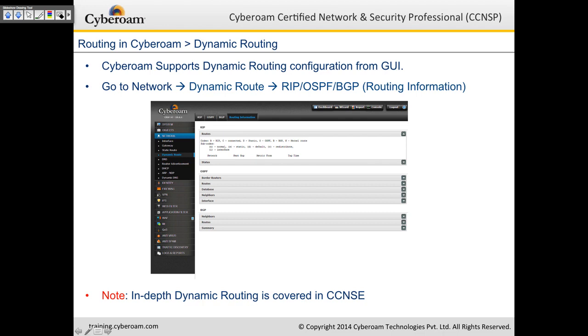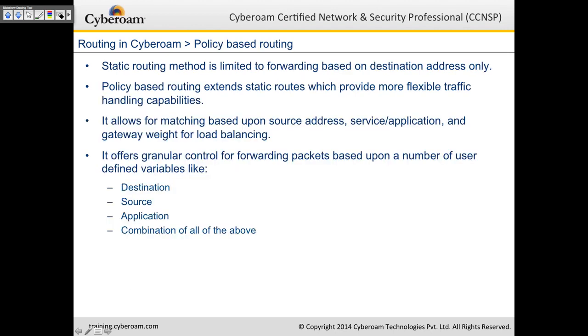If you want to configure it in the GUI, you need to go to Network, Dynamic Route, and then select which protocol you'd like to configure. We're not doing in-depth dynamic routing in this CCNSP course because in-depth dynamic routing is covered in CCNSE. So let's have a look at policy-based routing.